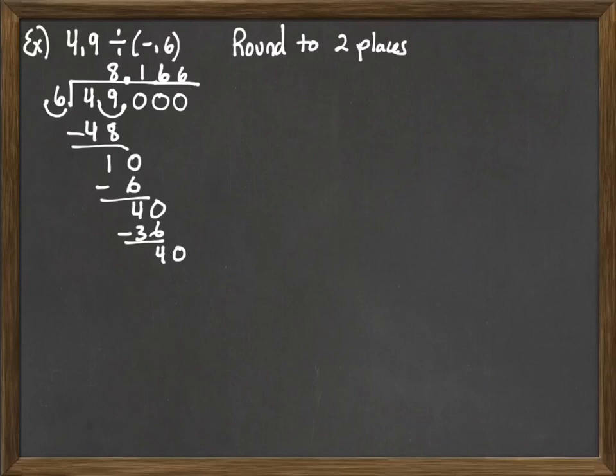Since the third place is a 5 or larger, we round up. We get our answer 8.17. Because we had one negative involved in the problem, it'll be a negative 8.17.